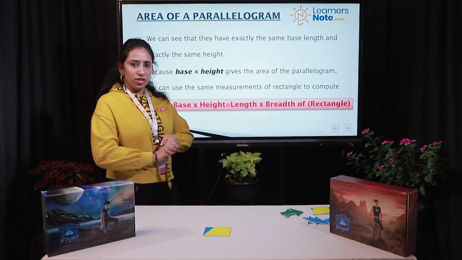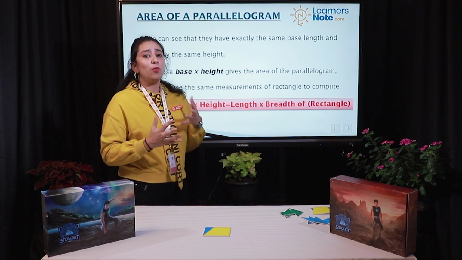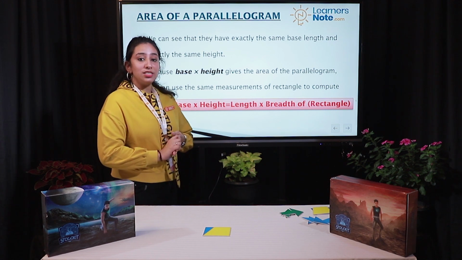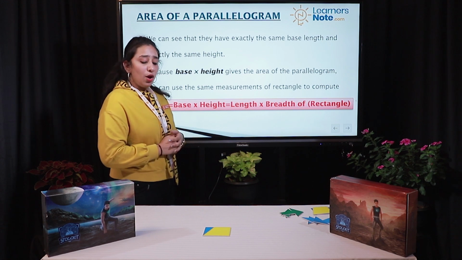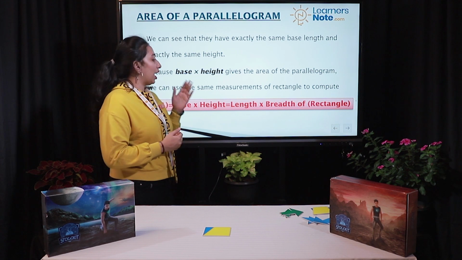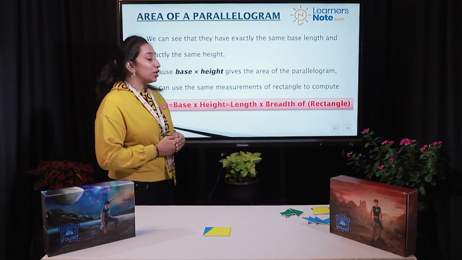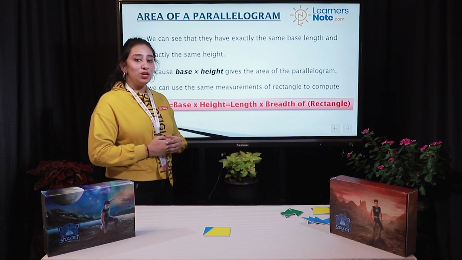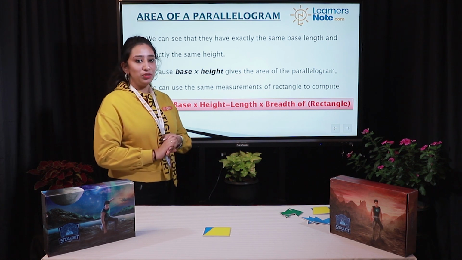So I have an equation here made for you. This experiment is important, but at the same time you should know what these formulas are, right? So you know that base into height is the area of a parallelogram. But when we did the experiment, we saw it transformed into a rectangle, which means the area of a parallelogram is the same as the area of a rectangle itself, that is, length into breadth of the rectangle. So the area of a parallelogram is equivalent to the area of a rectangle, which is equal to length into breadth.